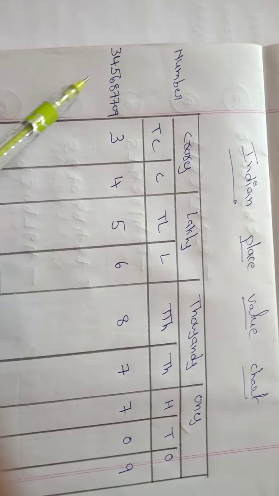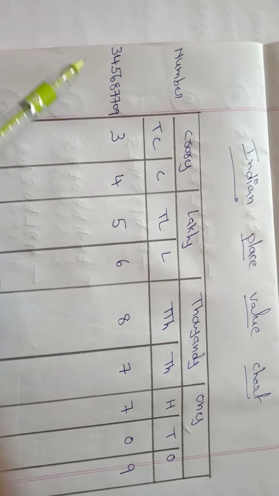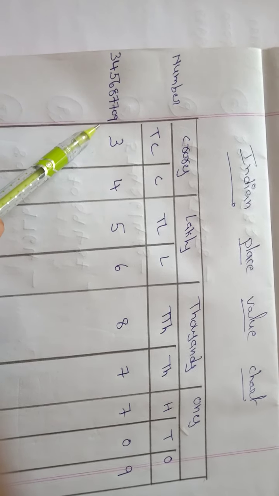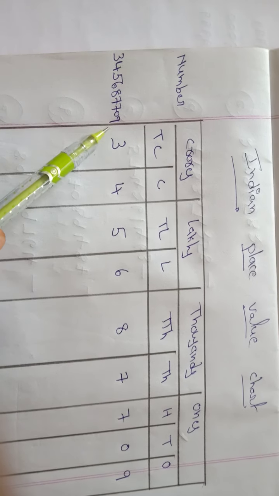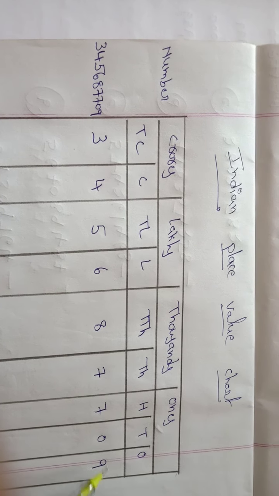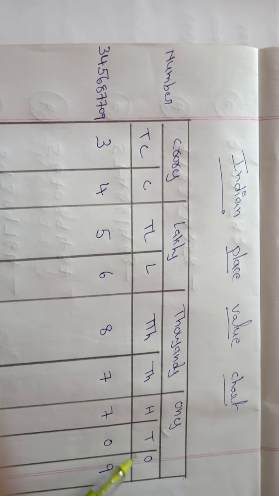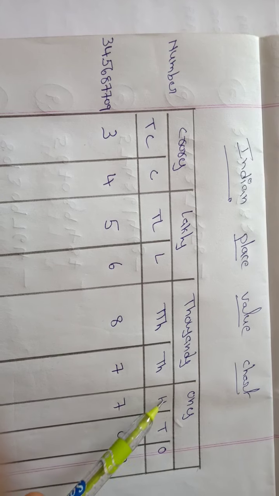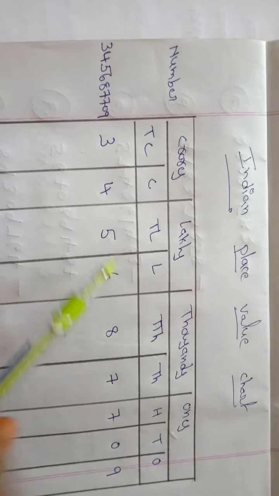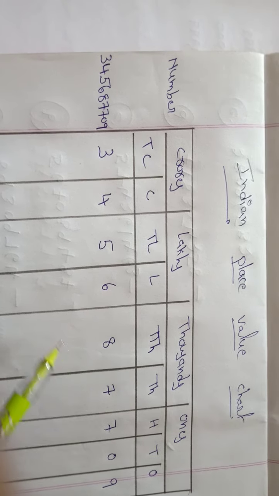So this is a number, one example I am giving for you: 3, 4, 5, 6, 8, 7, 7, 0, 9. Whatever the number, first we write it in the place value chart starting from ones. 9 in the ones, 0 in the tens and 7 in the hundreds. Like that we can fill it. Yes, children.